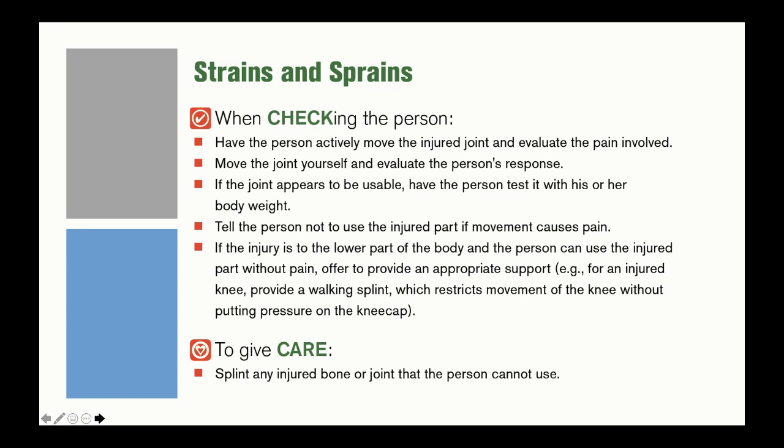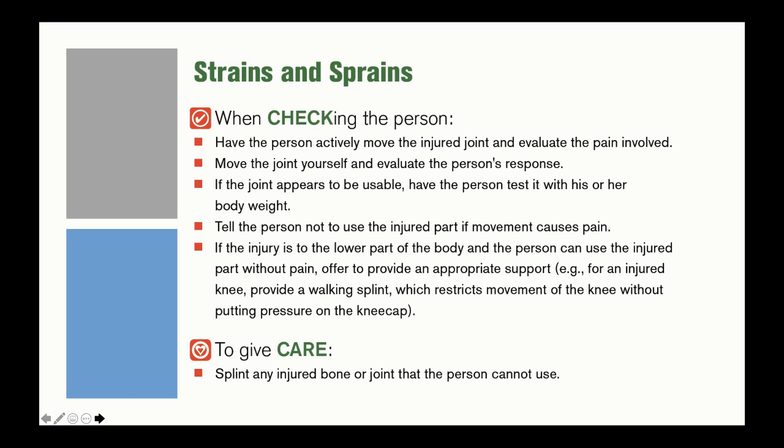Strains and sprains. So when we're doing this, we're checking the person, okay? Have the person actively move the injured part. If they can move it, then we know how to move forward. Move the joint yourself and evaluate the person's response. If the joint appears to be usable, have the person test it on their own.